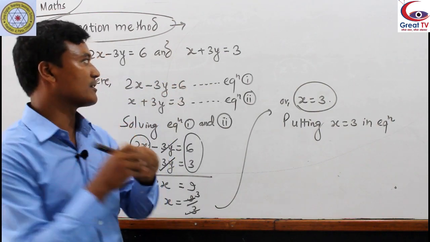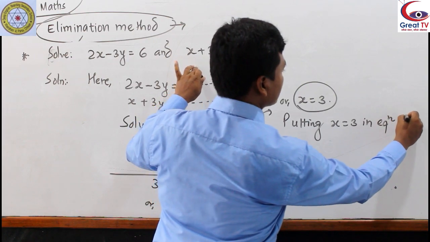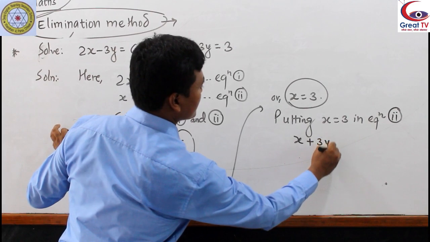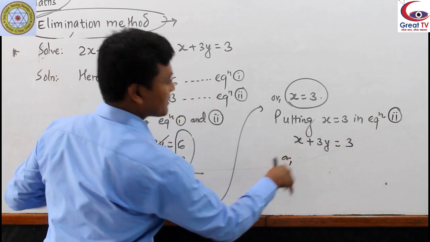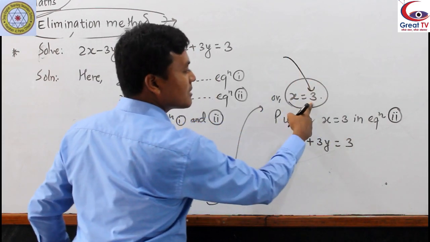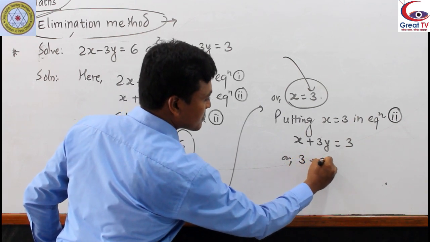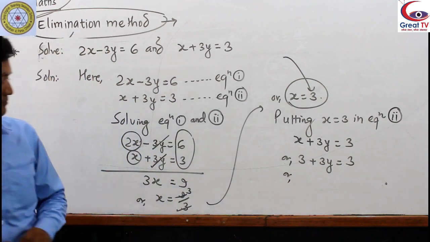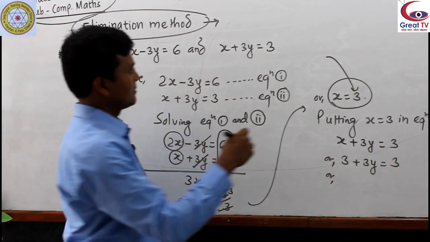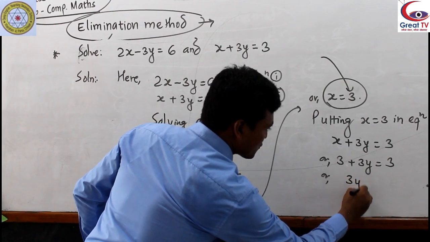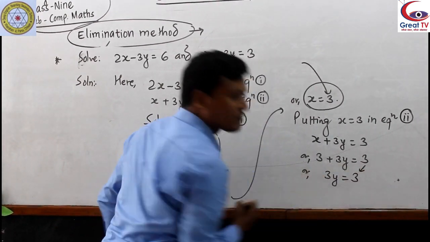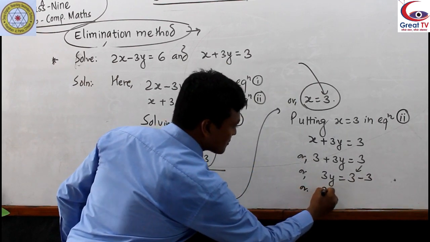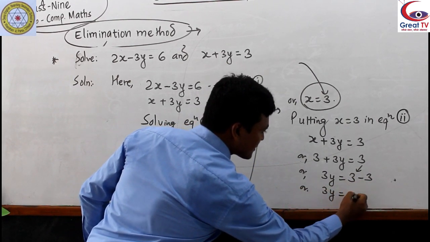We will put it in equation second, x plus 3y is equals to 3. Putting the value of x, 3, plus 3y is equals to 3. 3y same, right side 3, take this plus 3 back, it becomes minus 3. 3y is equal to 3 minus 3, 0.